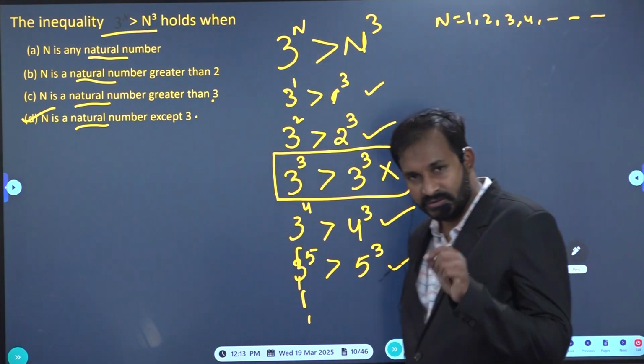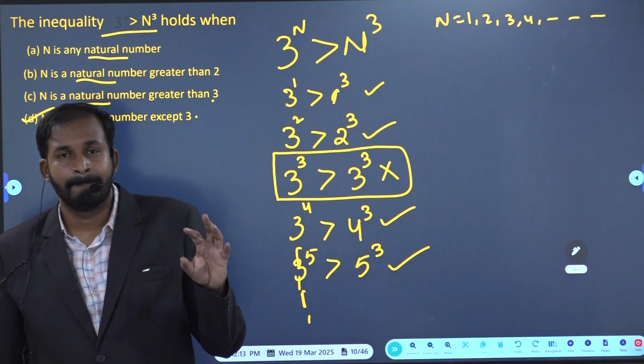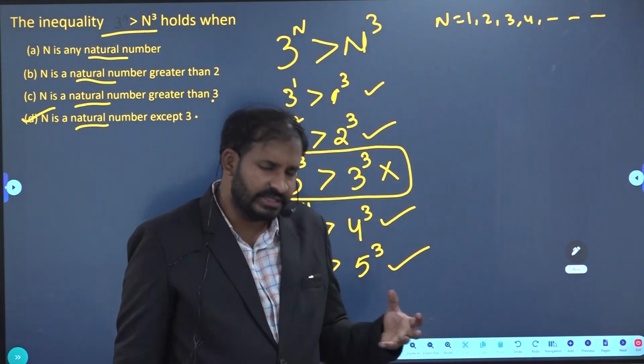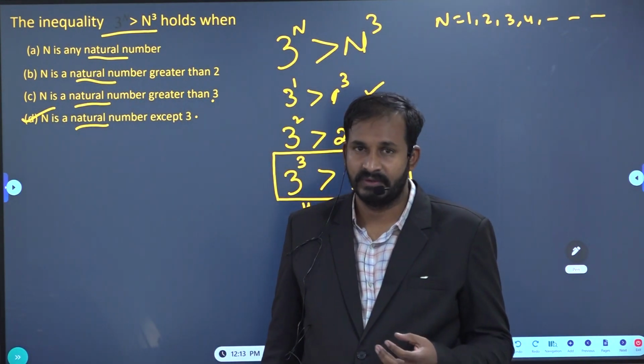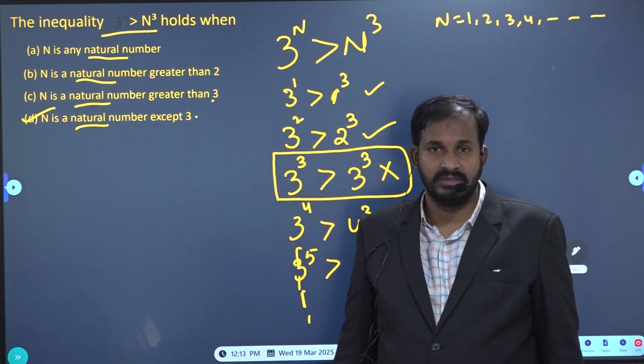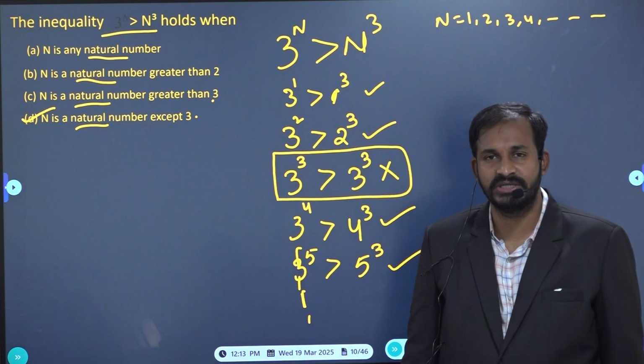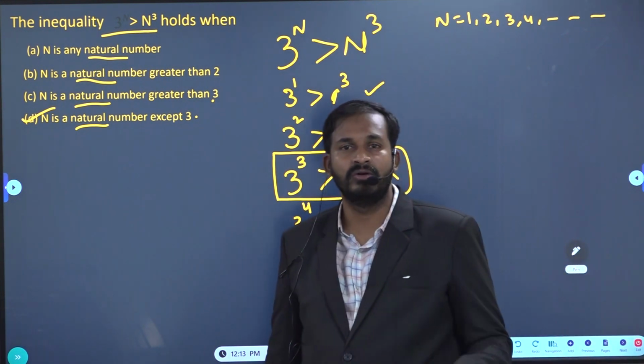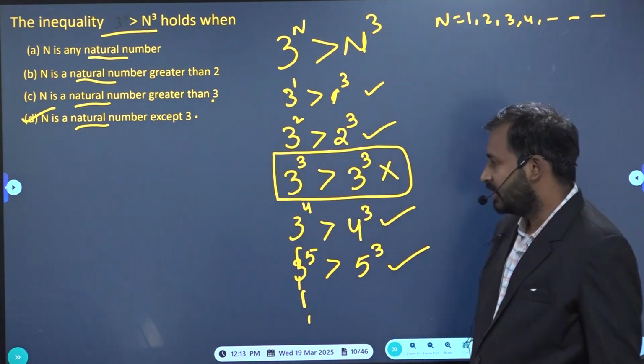So students, whenever you see this type of question, we should put at least 3 to 4 values and verify it. Okay, and only then come to the conclusion whether it is possible or not. Understood? Next one.